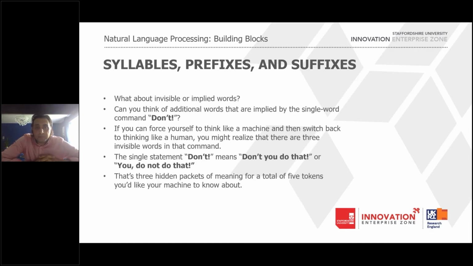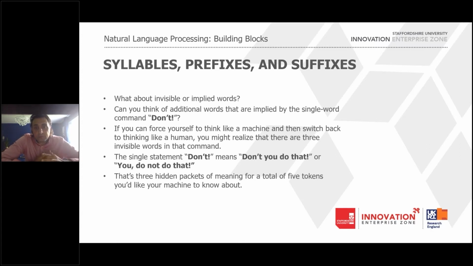So what about invisible or implied words? When I tell you, for example, "don't," what does this imply to you? Does it imply "don't you do that," or "you don't do that"? This means there are hidden words. I tell you "don't," but you as a human understand it, and you infer other words next to the word "don't."